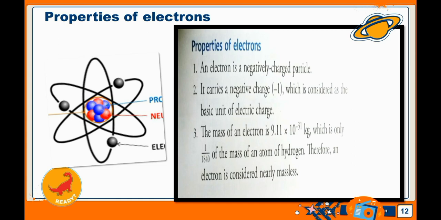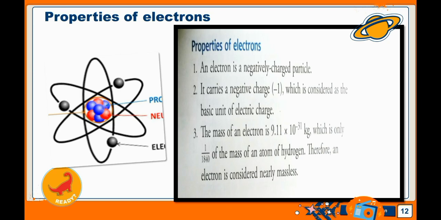Now this negative charge of -1 is considered to be the basic unit of an electric charge. The mass of electron, which was also given by J.J. Thomson, is 9.11 into 10 to the power minus 31 kg. Now this particular mass is very less, that is 1 by 1840 of the mass of an atom of hydrogen. This mass is considered to be massless because it's a very small mass.